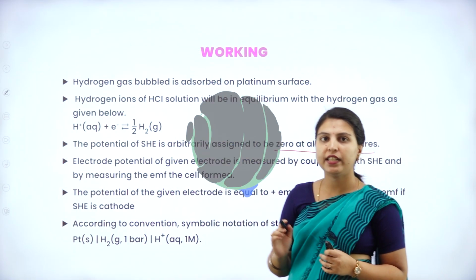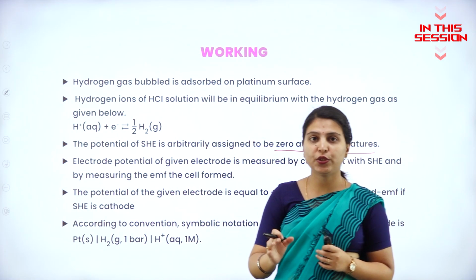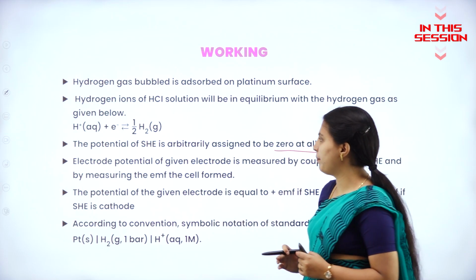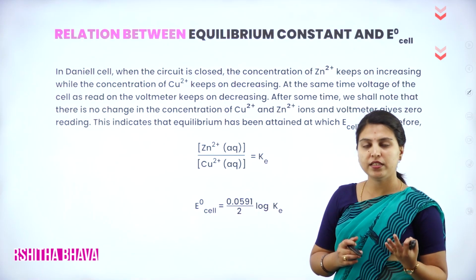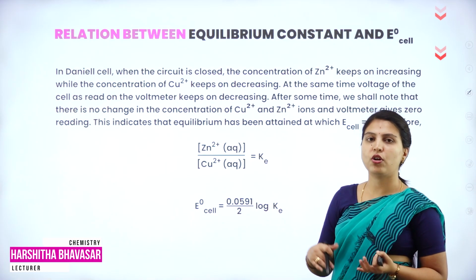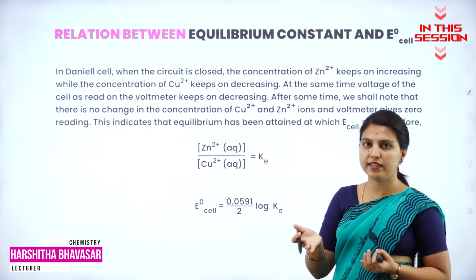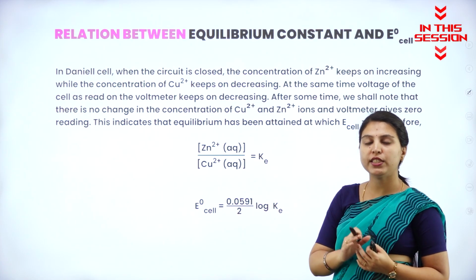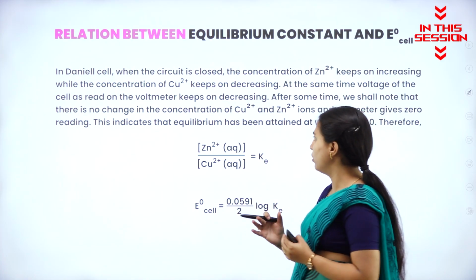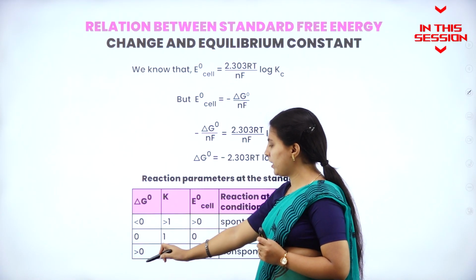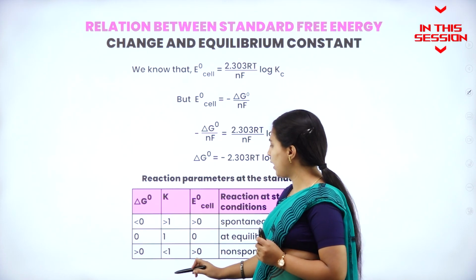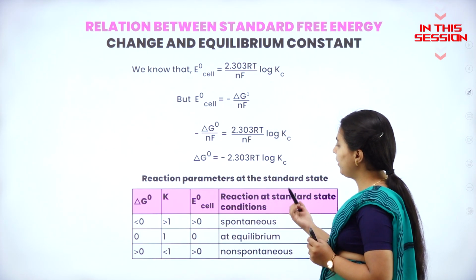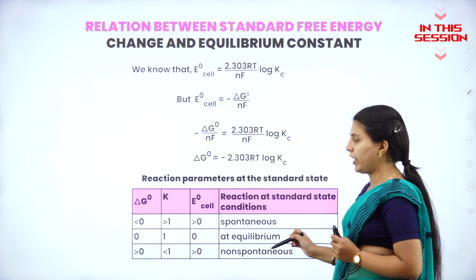The potential of standard hydrogen electrode will be assumed to be 0 at all the temperatures. Concentration of Zn2+ will be decreasing, the concentration of Cu2+ will be increasing, the voltage will also keep on increasing. After some time, no changes will be seen regarding volts. Whenever free energy is greater than 0, rate constant will be lesser than 1 and potential will be greater than 0, it is a non-spontaneous reaction.